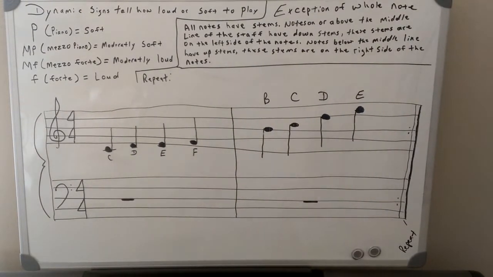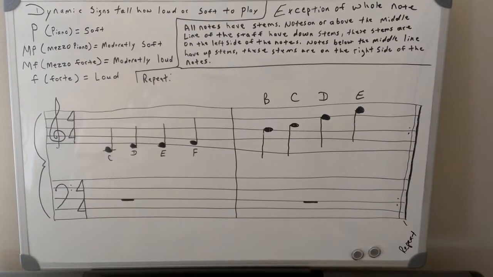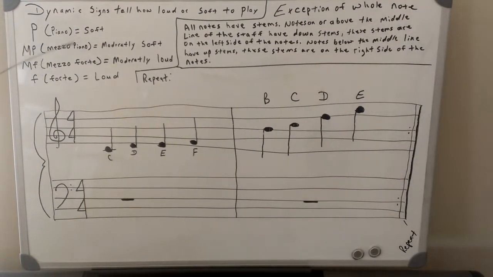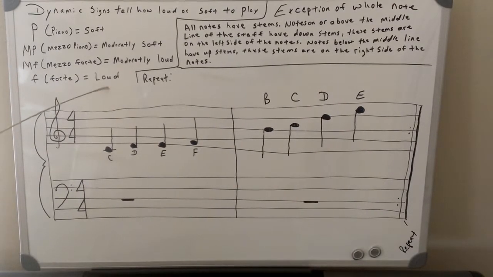Dynamic signs. What are dynamic signs? In relation to music, dynamics is nothing more than the volume of a sound or note. Basically, it's how soft the note sounds or how loud it sounds. Basically that's what it is. A lot of times you see a P written in here. What does that stand for? P is for piano, which equals soft.